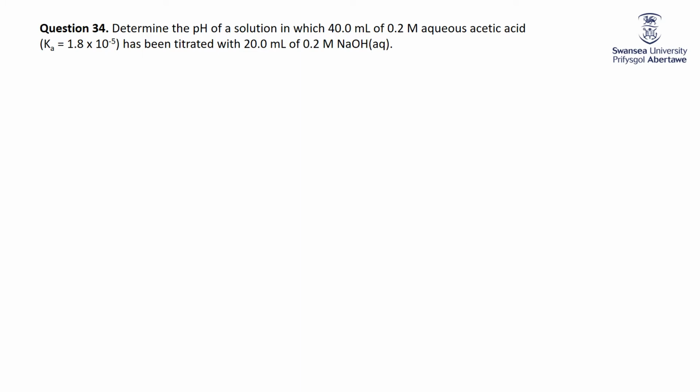Determine the pH in which 40 mL of 0.2 molar aqueous acetic acid has been titrated with 20 mL of 0.2 molar NaOH. So at A level, in many boards, you don't have to do these calculations, but this actually, you don't need to do a detailed calculation. You need to recognize the following.